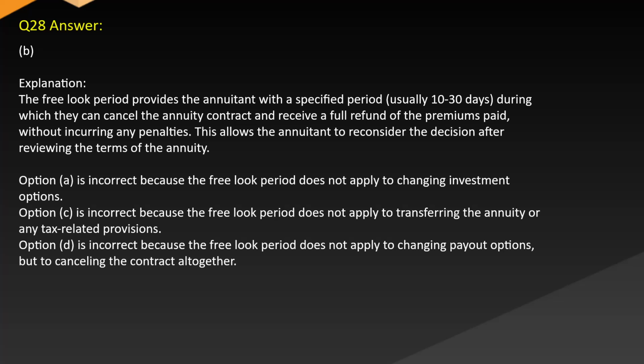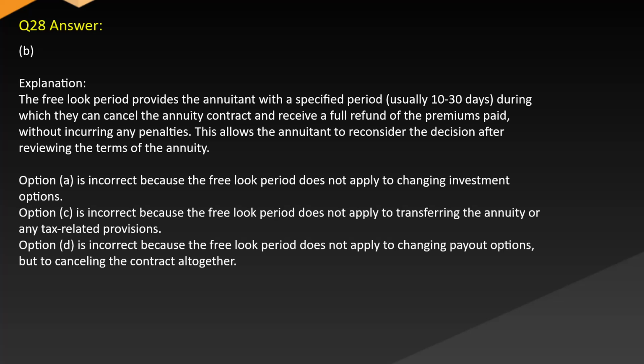Answer B. Explanation. The free look period provides the annuitant with a specified period, usually 10 to 30 days, during which they can cancel the annuity contract and receive a full refund of the premiums paid without incurring any penalties. This allows the annuitant to reconsider the decision after reviewing the terms of the annuity.